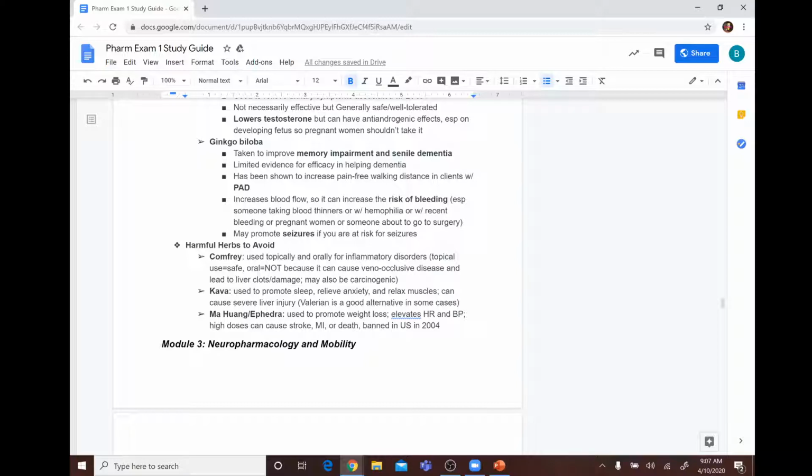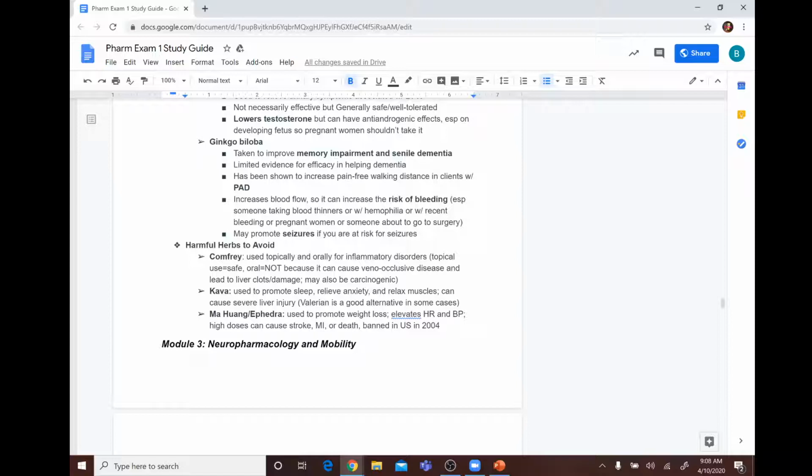Tell me about kava. Used to promote sleep, relieve anxiety, and relax muscles. Can cause severe liver damage, though. Valerian is a good alternative.